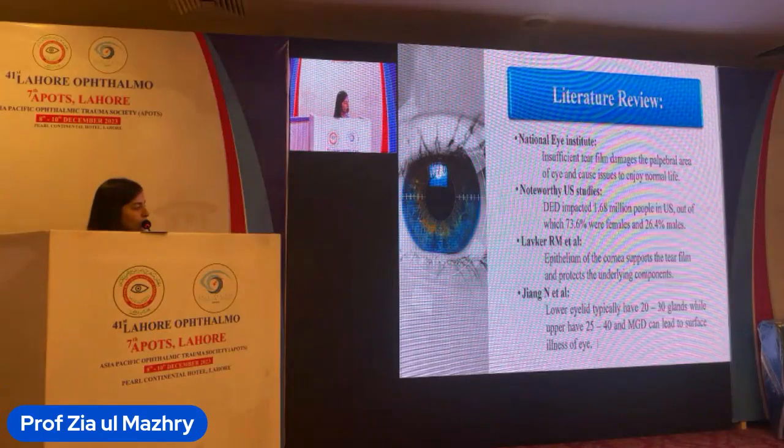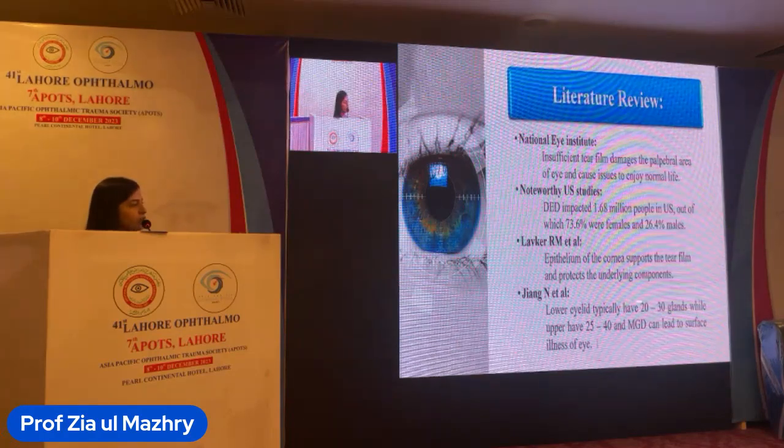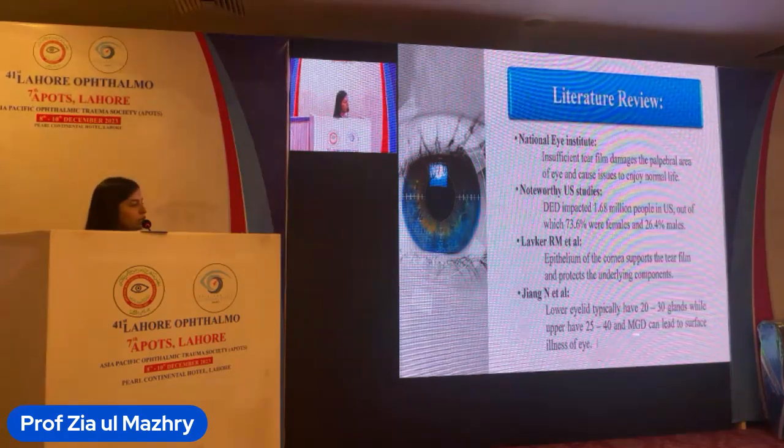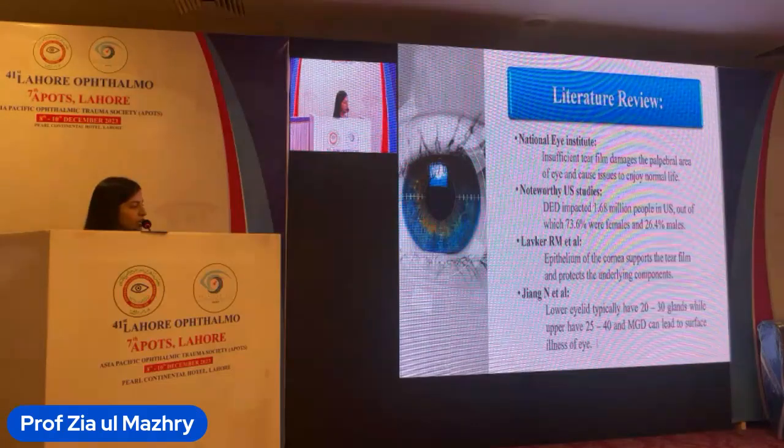Jung has also done research on anterior chamber OCT. He used anterior chamber OCT and concluded that 20 to 30 glands were in the lower eyelid, and 25 to 40 glands were in the upper eyelid. If the number of glands was decreasing, that caused meibomian gland dysfunction, and such patients felt eye illness.